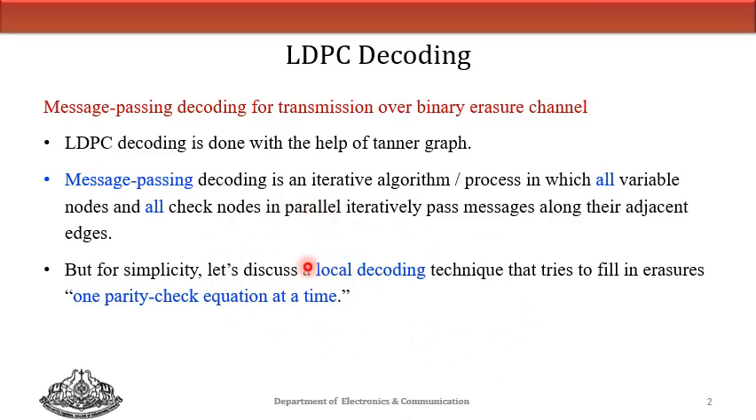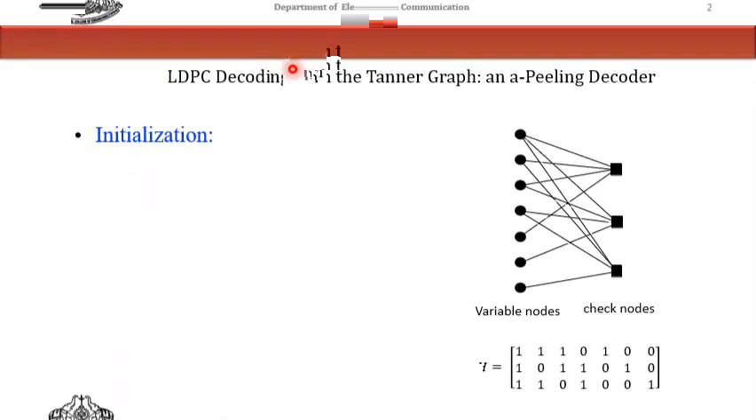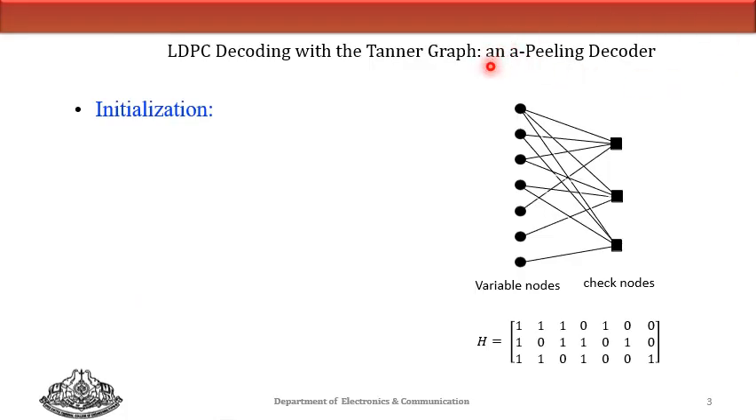But for simplicity, let's discuss a local decoding algorithm which takes one parity check equation, or considers one check node at a time, to fill the erasures or the bits being lost. Since this is a simple, local kind of algorithm compared to the message passing decoding algorithm, we call it a peeling decoder. So let's try to understand the decoder with the help of an example.